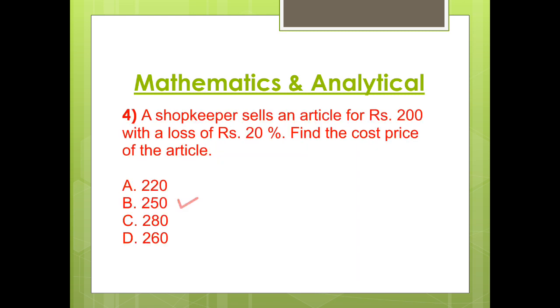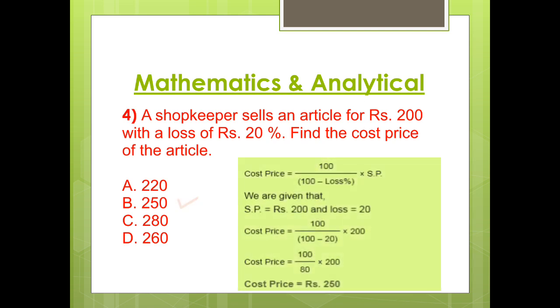A shopkeeper sells an article for rupees 200 with a loss of 20%. Find the cost price of the article. The answer for this one is 250. If you will see, we have a very clear formula, 100 over 100 minus loss percent into the sales price. That is for the cost price.